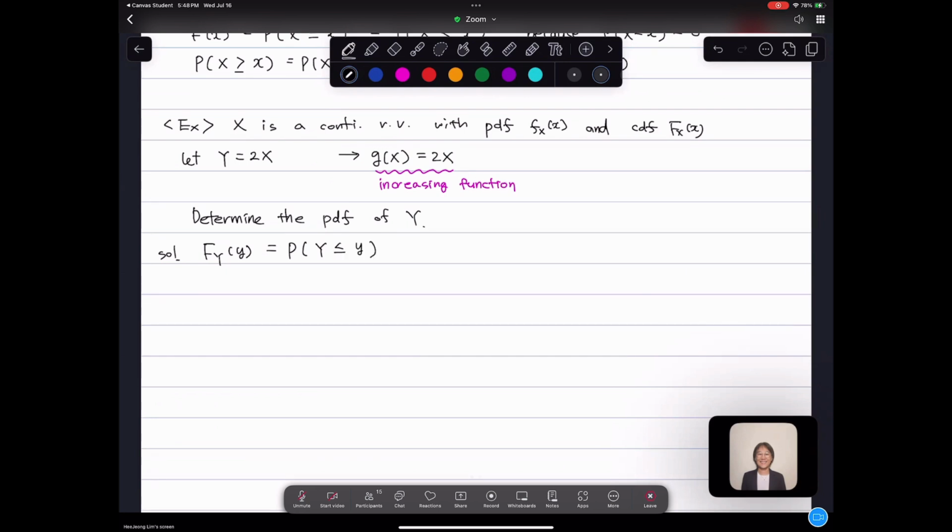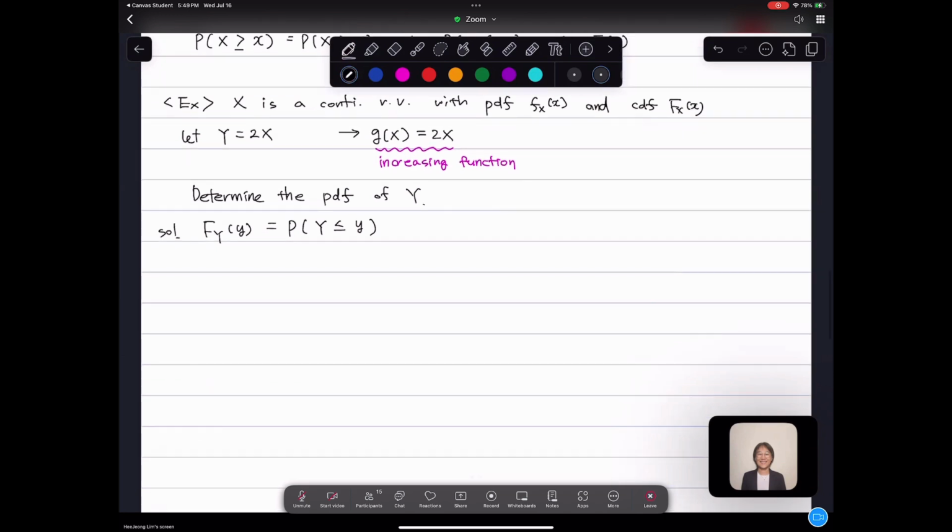Then I can replace my y with 2 times x. So y equals 2 times x, so 2 times x is less than or equal to some number y. Then I can divide both sides by 2. So I'm getting the probability that your x is less than or equal to y over 2. I started with the CDF of y random variable, but at the end, I end up with the probability that your x is less than or equal to y over 2.